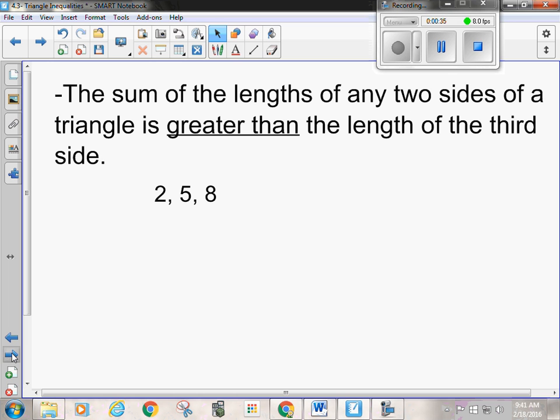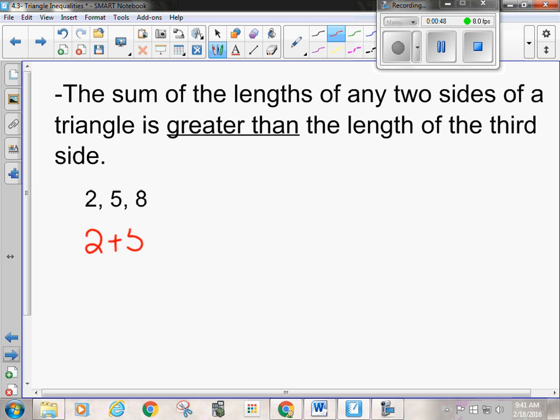We have this rule here. The sum of the lengths of any two sides of a triangle is greater than the length of the third side. So if we have sides of length 2, 5, and 8, we're looking: is 2 plus 5 greater than 8? Is 2 plus 8 greater than 5? And is 8 plus 5 greater than 2?